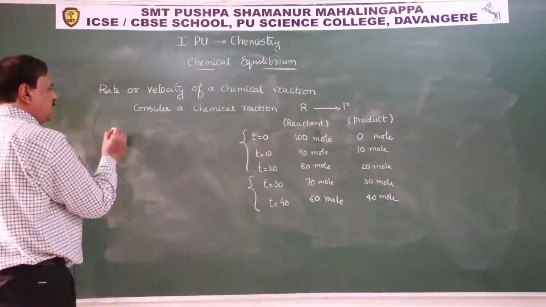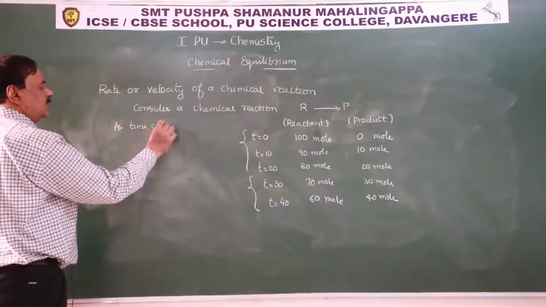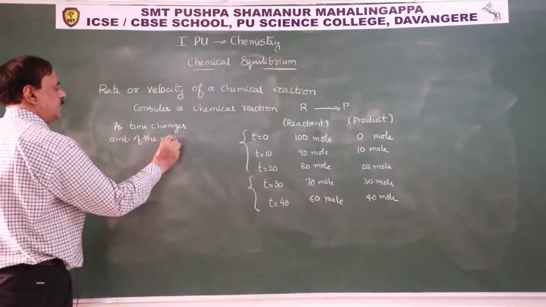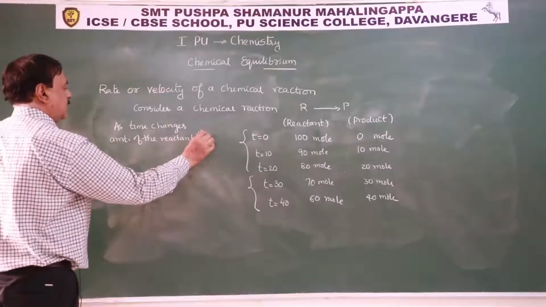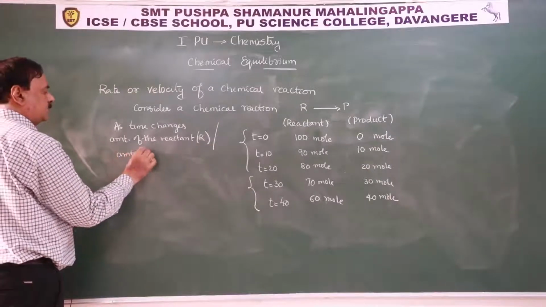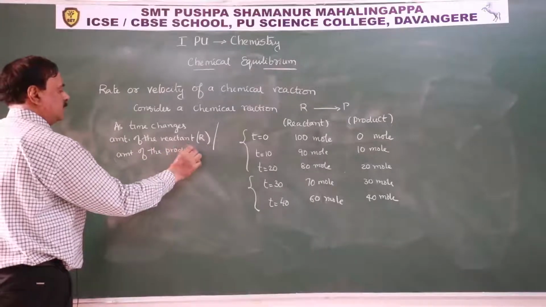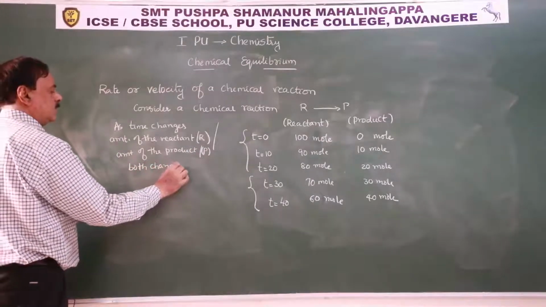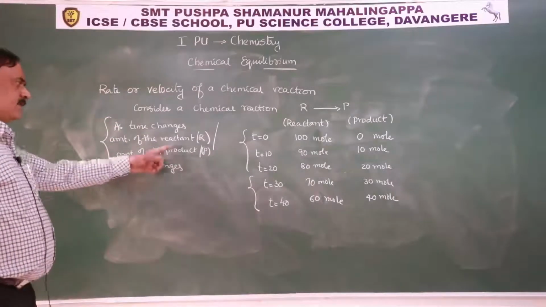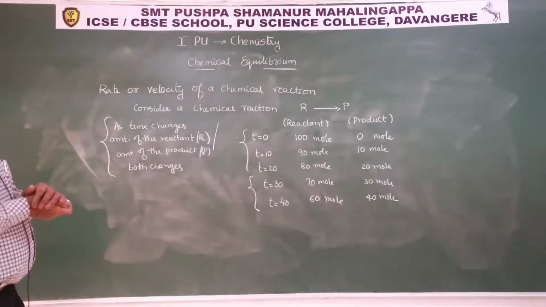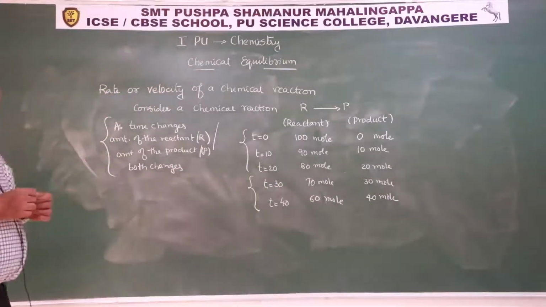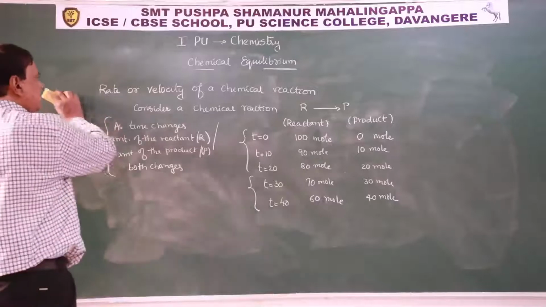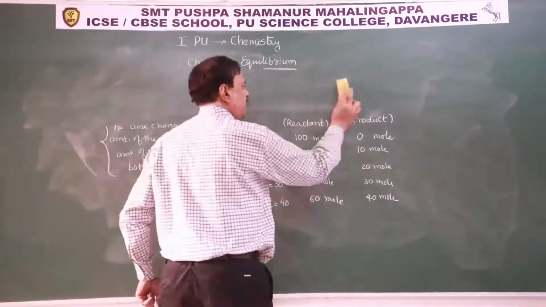As time changes, very important, the amount of the reactant R and the amount of the product P both change. This means that as time increases, the amount of the reactant decreases while the amount of the product increases.